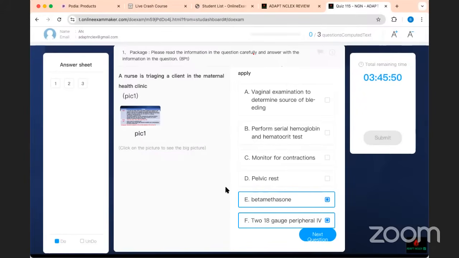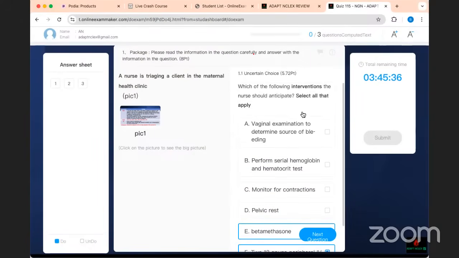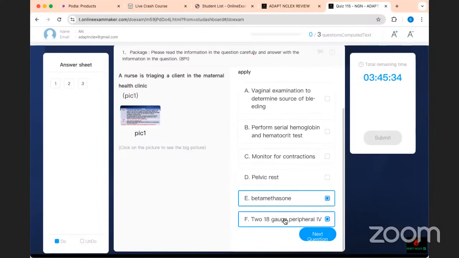Patient has vaginal bleeding. You know what the diagnosis is. What do you anticipate in the plan of care? So what do you think? What do you think the nurse should do, or should anticipate? I've given you two of them.